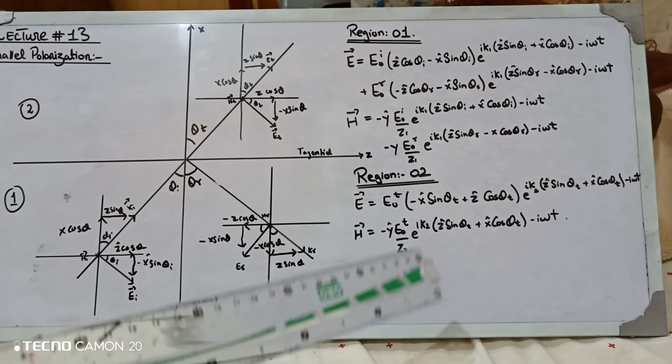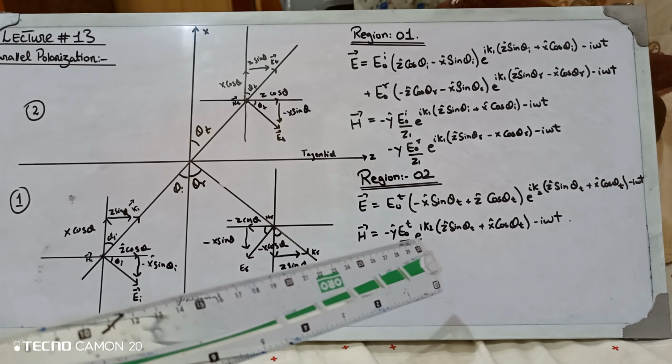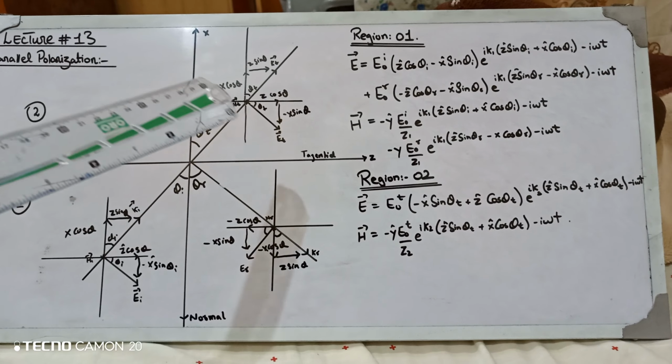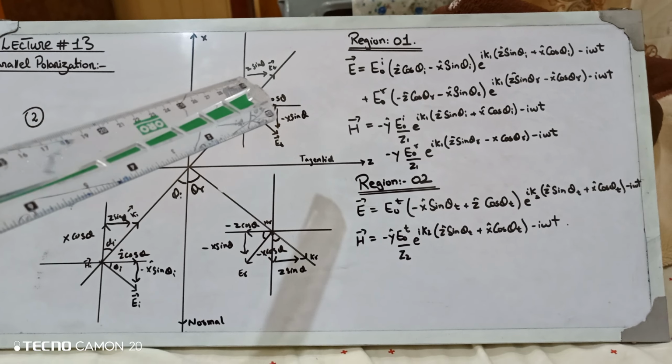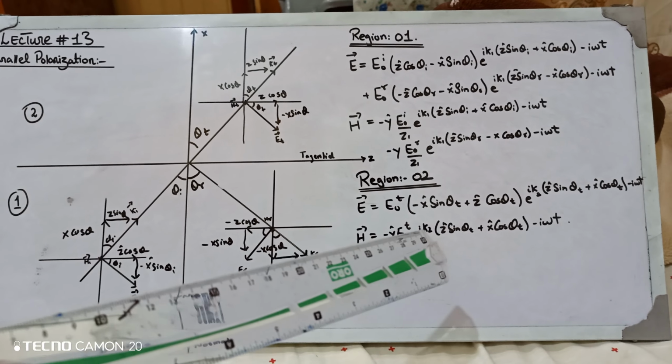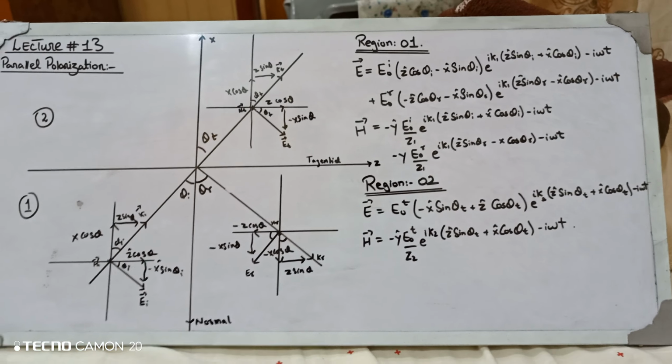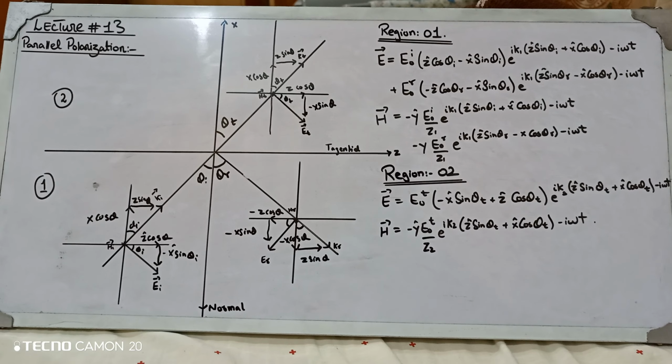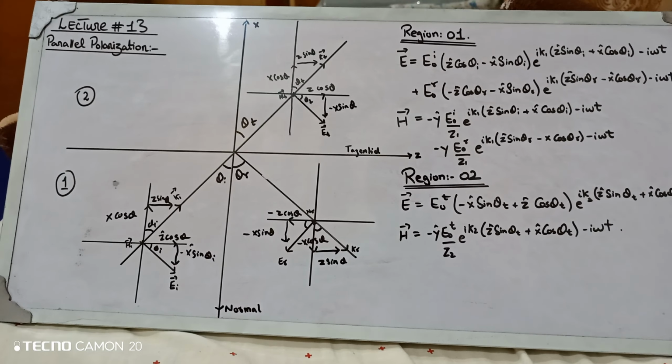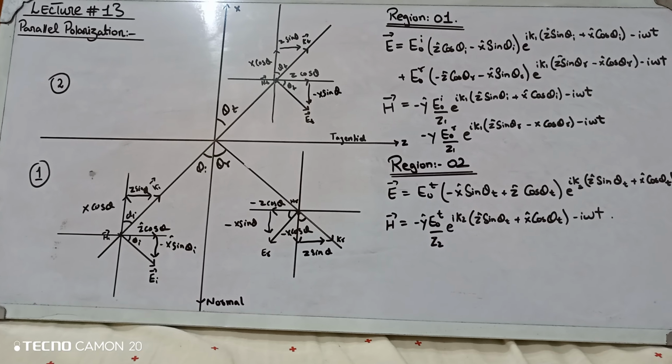Now exponential e power iota k2, and the wave propagation is again divided. You can see the wave propagation in x cos theta and z sine theta, x cos theta plus z sine theta, minus iota omega t as it is. So now this is how you can write the field equations. Our next step is to apply the boundary condition.